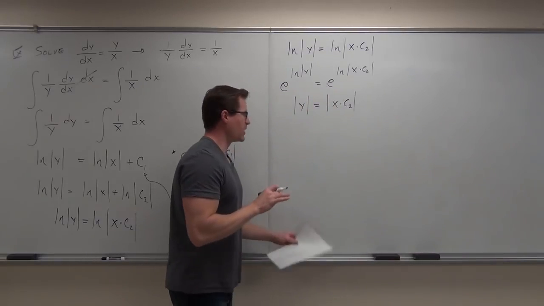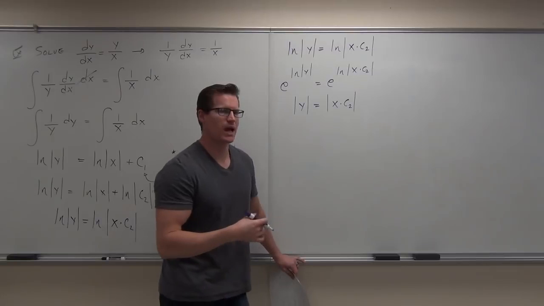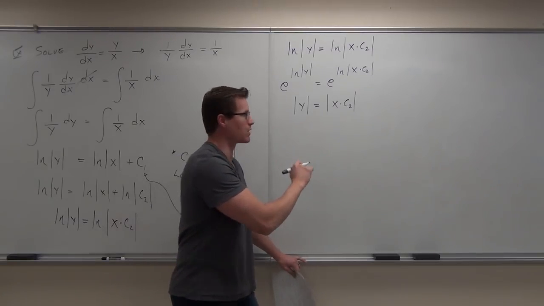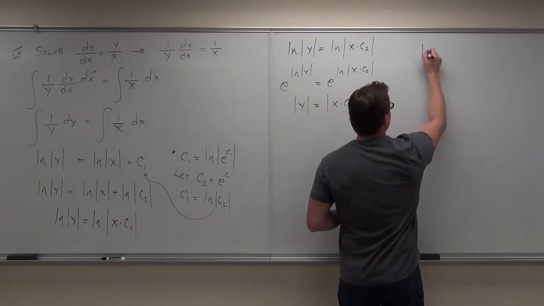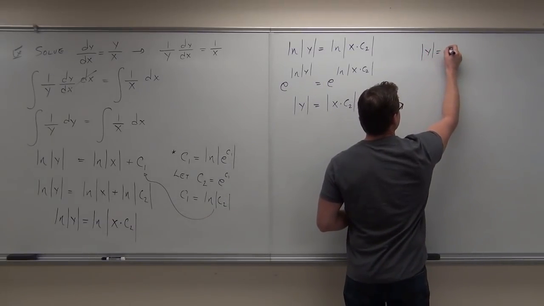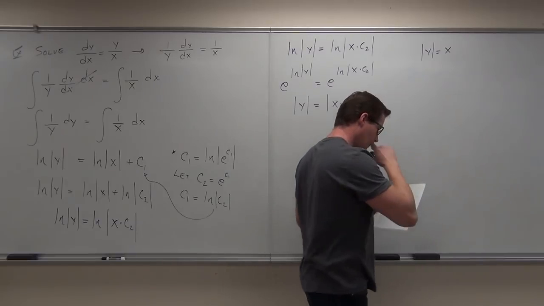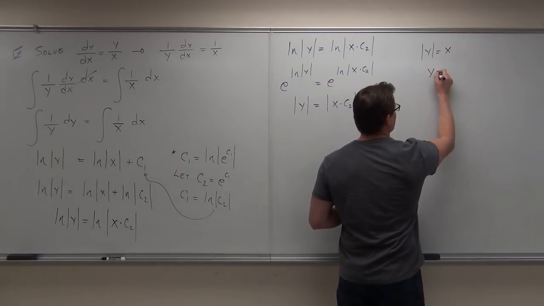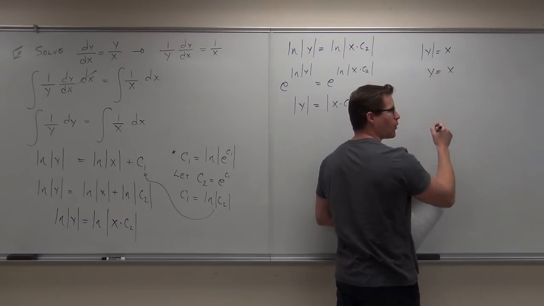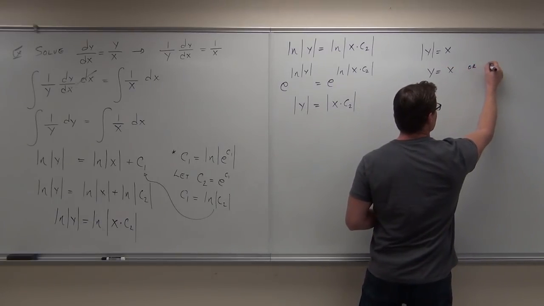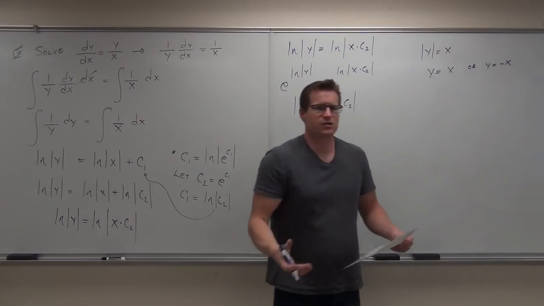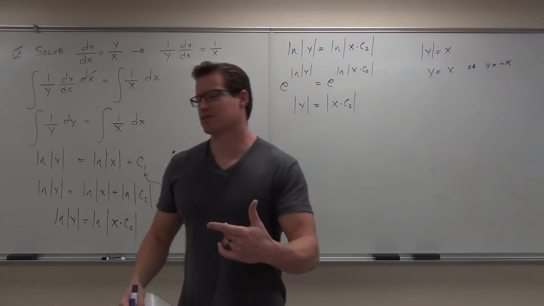Now, I want you to think about something here: the definition of what absolute value actually means. I'm going to take a little sidestep so that hopefully you get the next part. If the absolute value of y equals x, what we end up getting is that y could equal positive x, or y could equal negative x. That's the definition of what an absolute value equation is.